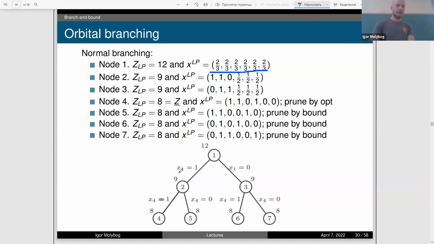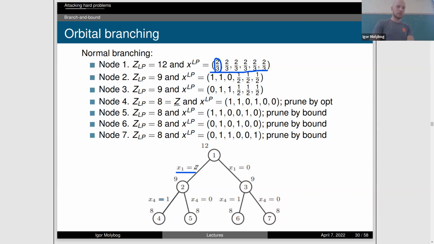Using the normal branching, the first option is saying that x1 is equal to 1. The second option is saying that x1 is equal to 0, because it's a binary thing. So in node 2, you would resolve this problem. You would get an LP solution value of 9, and then you have a new vector. And now you also need to do branching in this node 2.